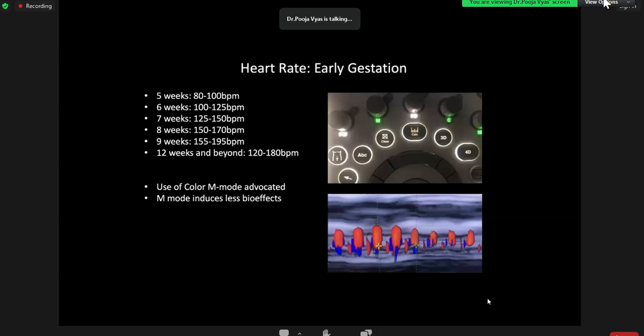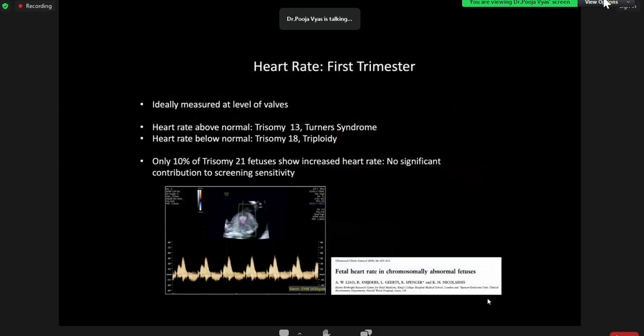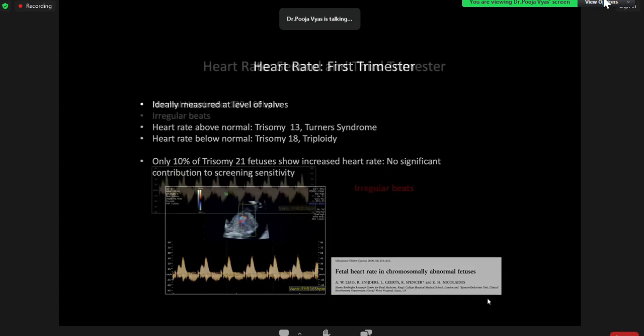Power Doppler and color Doppler is not to be used in the earlier trimester. In the first trimester, during the NT scan, heart rate is ideally seen at the level of valves. Heart rate above normal is seen in trisomy 13 as well as Turner syndrome. Heart rate below normal is seen in trisomy 18 as well as triploidy.